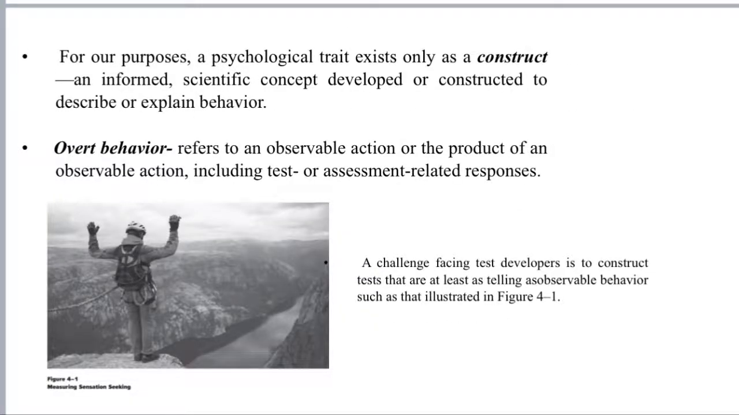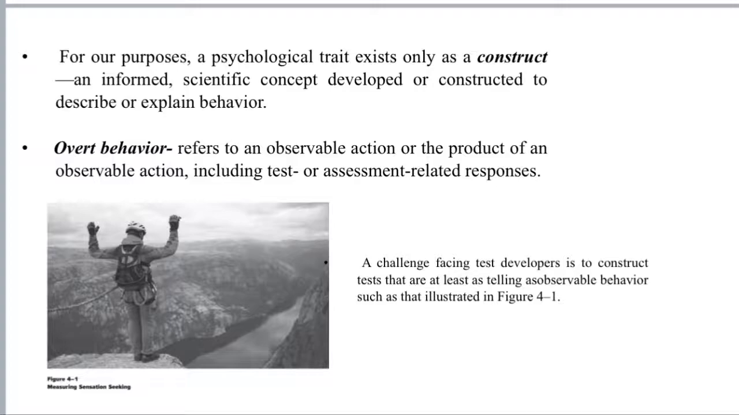So, here comes the word construct. For our purposes, a psychological trait exists only as a construct, an informed scientific concept developed or constructed to describe or explain behavior. So, you cannot see it, hear it, or touch the construct. But we can infer its existence from overt behavior. So, what is overt behavior? Overt behavior refers to the observable actions or the products of observable actions, including test or assessment-related responses. So, overt behavior is produced through tests or assessment-related responses.